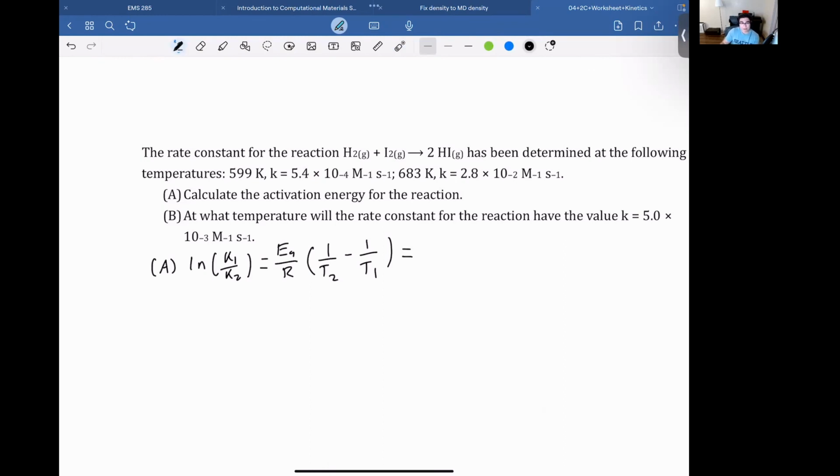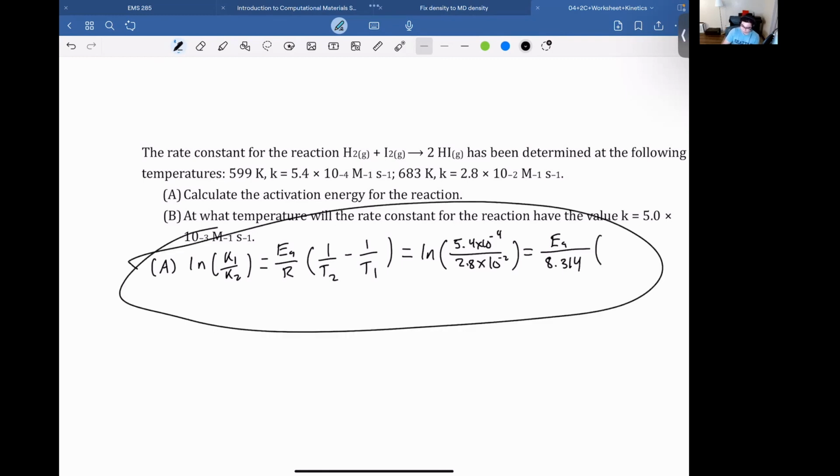So when you do this, you can plug it in. We have the K values: 5.4 times 10 to the negative fourth divided by 2.8 times 10 to the negative 2 equals the activation energy, which we want to look for. R is 8.314. I'm not going to put in the units just to keep this a little bit cleaner. I'm going to move this over.